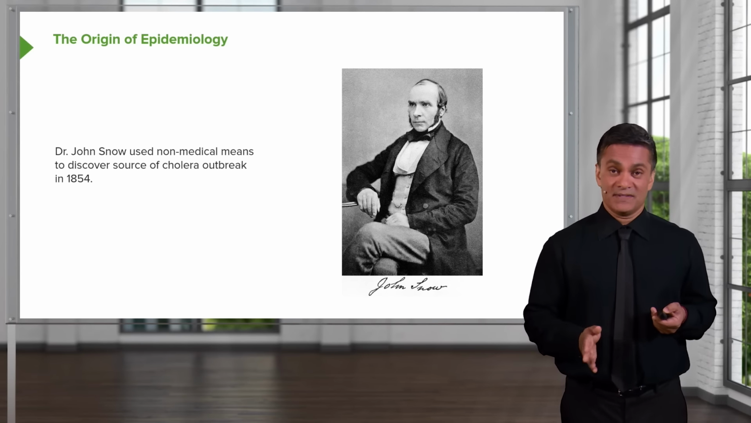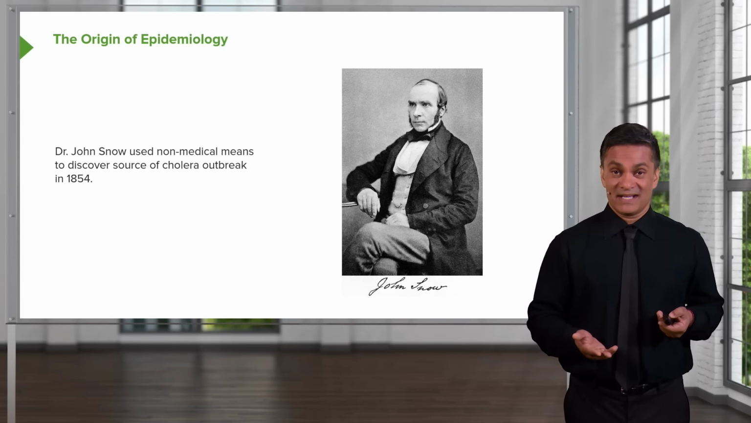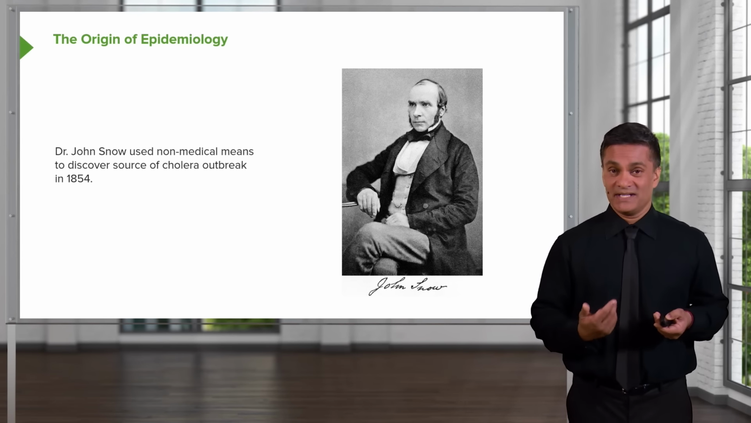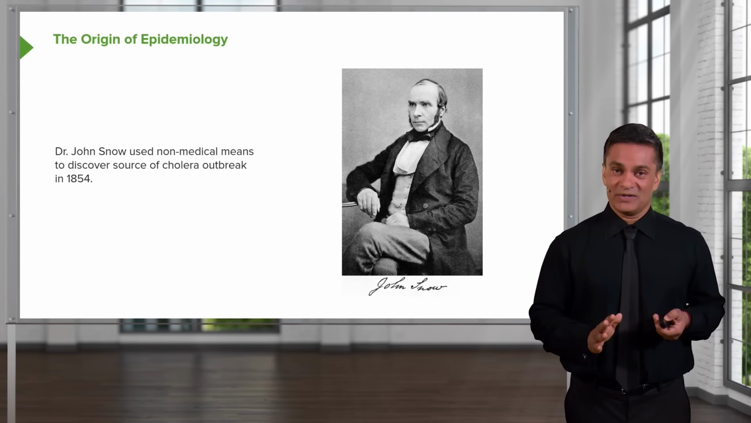John Snow's innovation was that he was going to use maps and numbers to describe the epidemic, the outbreak. Now, to us today, that seems kind of rational, kind of boring, kind of everyday. Back then, it was revolutionary.